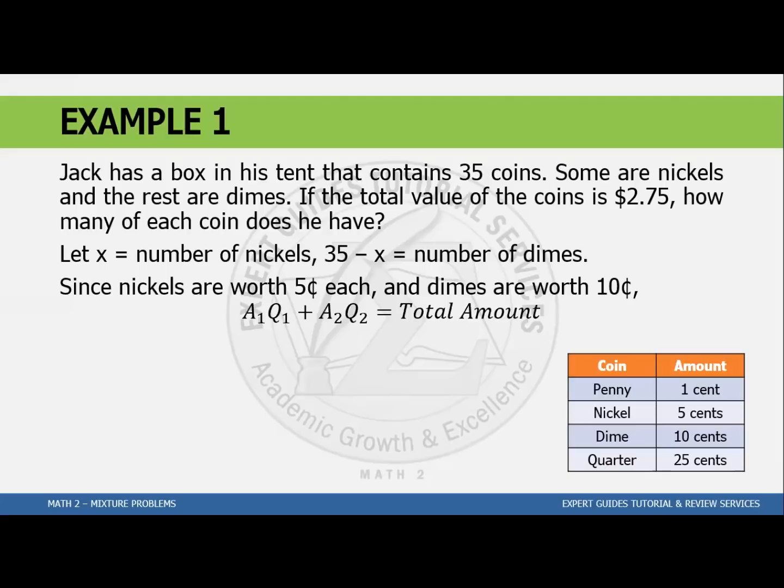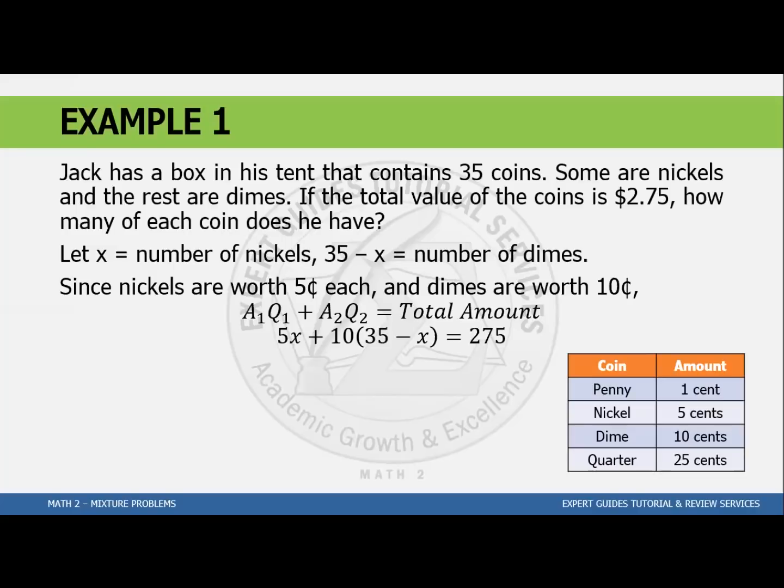So our equation will be like this. The first type of coin, the nickels, we have an X number of nickels which are worth 5 cents each. So 5 times X. The dimes naman, they're worth 10 cents each and you have 35 minus X number of dimes. So we have 10 times 35 minus X and this is equal to 275.